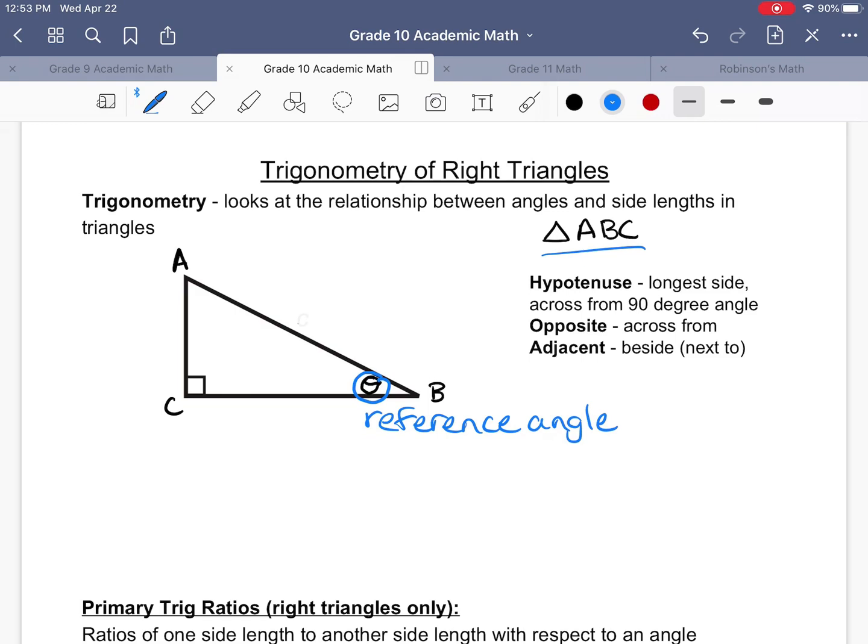So we are going to label the rest of our triangle, and we are going to be giving names to the sides of the triangle with respect to the reference angle. But before we even do that, we are going to start off by labeling the hypotenuse. So the hypotenuse is the longest side, which is across from the 90-degree angle in the triangle.